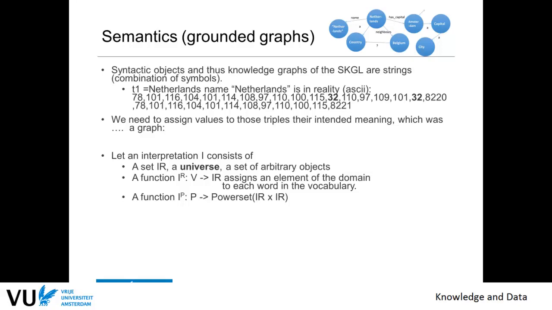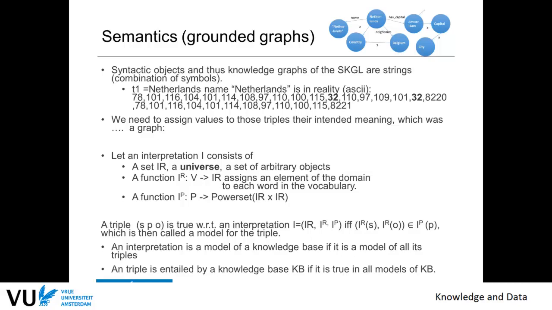And then the only thing we also need is another function that assigns to each property, P, each relation, a subset of the power set, so a set of tuples. Let's see how this works. Oh no, I will give you an example in the next slide. First, based on this notion, I have an interpretation which is just a universe and two functions. According to this definition, a triple SPO is true with respect to this interpretation, I function IR and IP, if, and this is now the trick, the interpretation of the subject and the interpretation of the object is in the interpretation of the property. And if this is the case, then the interpretation is called a model for the triple.